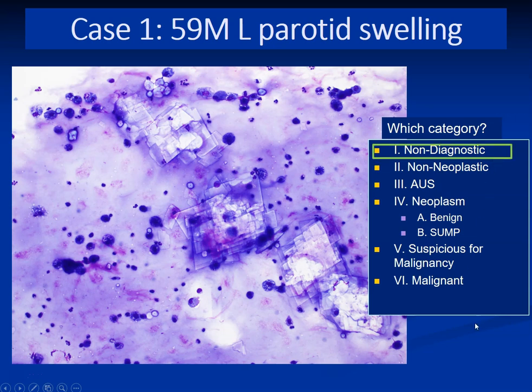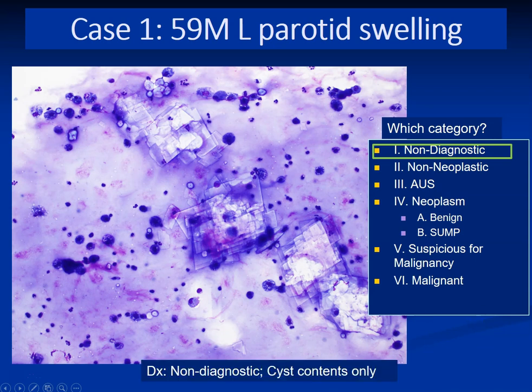And the answer is non-diagnostic, and the diagnosis should be written as cyst contents only because we do not have mucinous material, we do not have well-preserved epithelial cells, so we cannot make a definitive diagnosis.